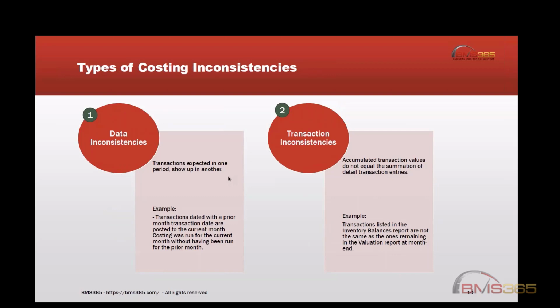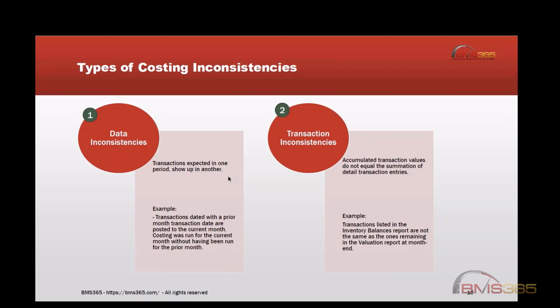When the rules are broken, that's when the inconsistencies happen. And there are two types of inconsistencies. We can have data inconsistencies, or we can have transaction inconsistencies. For example, data inconsistency is when we have transactions that are expected to be seen in one period, but they show up in another. Well, maybe we run costing utilities this month, but we forgot to run it the previous month. Visual will prevent you from doing that, but there are cases that I've seen that happening.